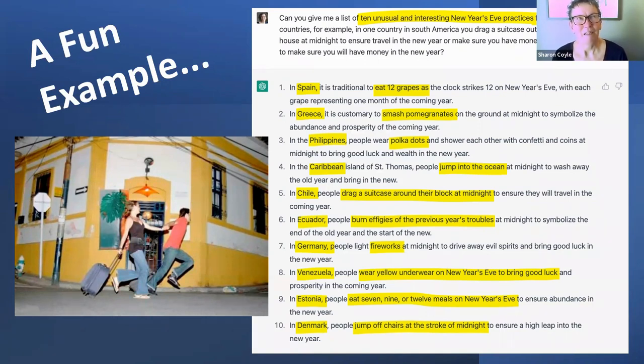I could ask this question on Google and I would probably get an article that would explain it to me, but it wouldn't be collated like this. What ChatGPT is doing is looking at 100 articles or 1,000 articles, I don't even know, and showing me 10 examples. And I could ask it, give me 10 more, and it would give me 10 more.